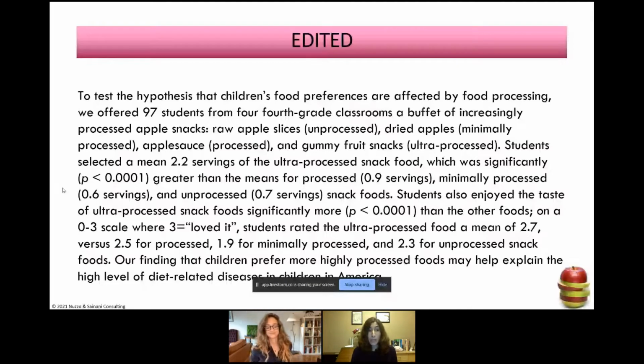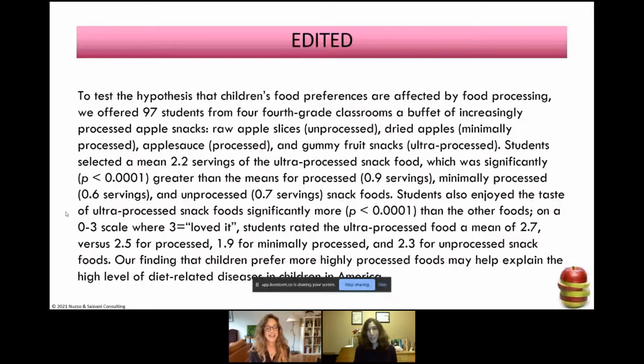Students also enjoyed the taste of ultra-processed snack foods significantly more than the other foods on a 0 to 3 scale, where 3 equals loved it. Students rated the ultra-processed food a mean of 2.7 versus 2.5 for processed, 1.9 for minimally processed, and 2.3 for unprocessed snack foods. Our finding that children prefer more highly processed foods may help explain the high level of diet-related diseases in children in America.